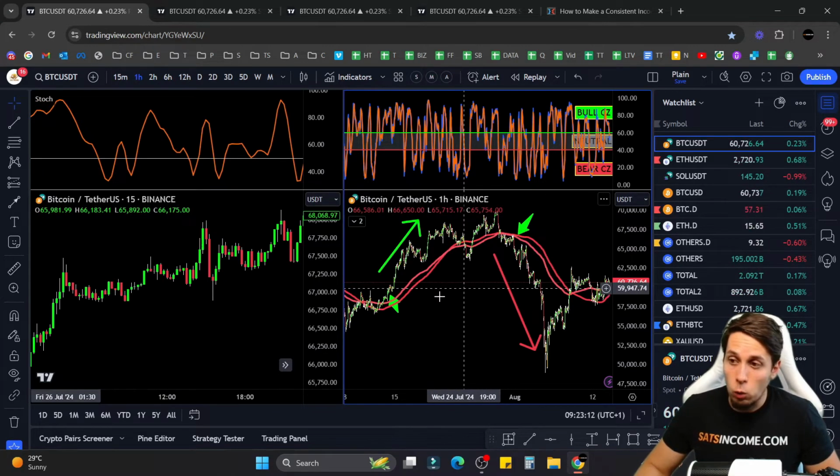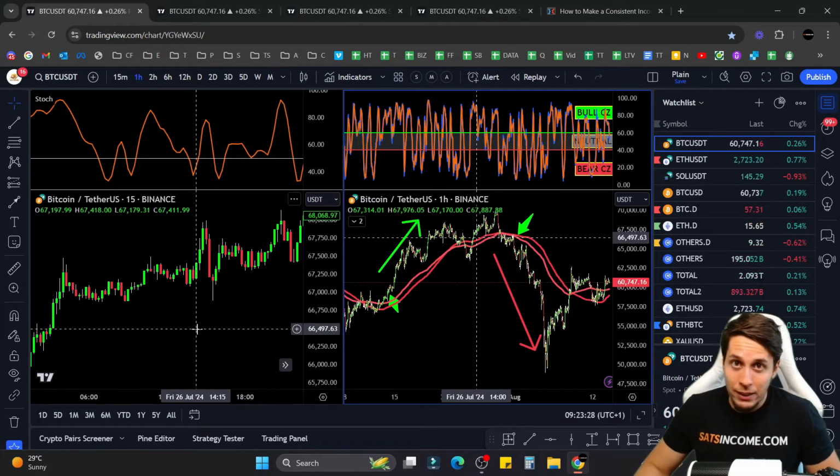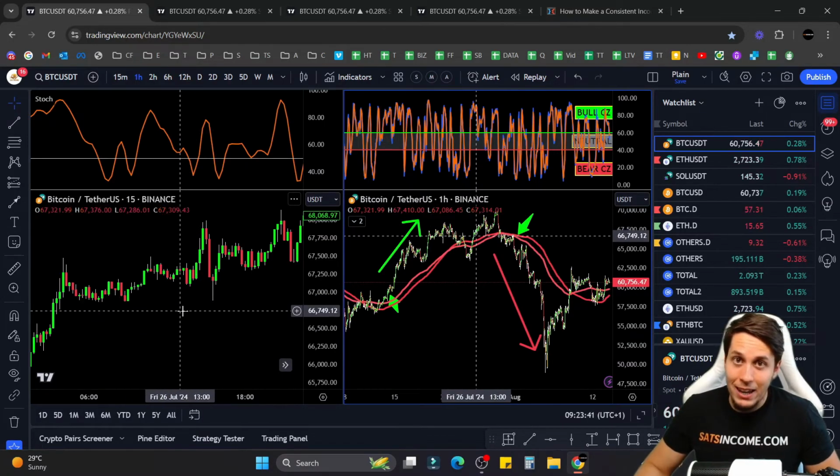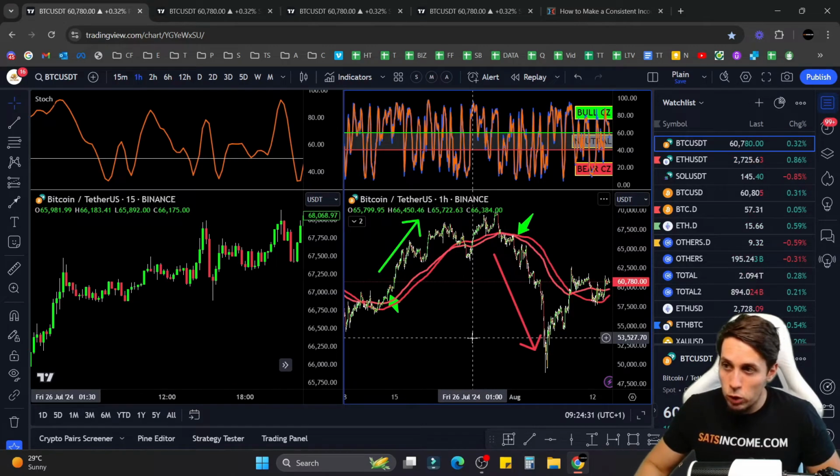Why do we do that? Well, we do our analysis on the 1 hour time frame because it gives us a clearer picture of what's going on, and we trade on the 15 minutes time frame because our entries and exits are more precise. That is the whole idea here. Now let me give you the complete picture.